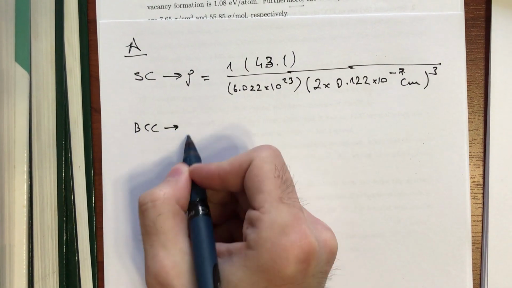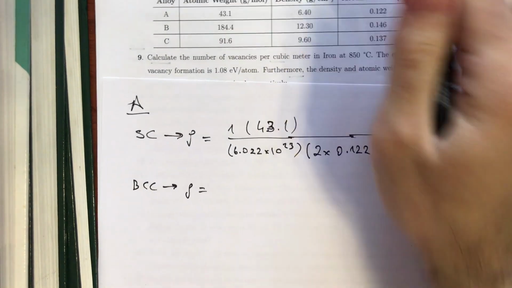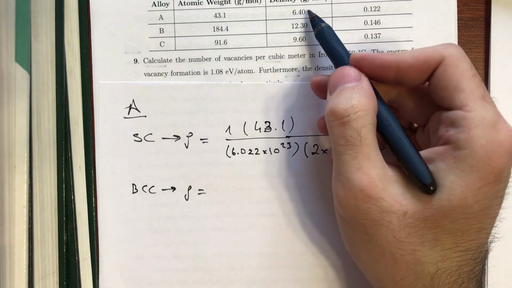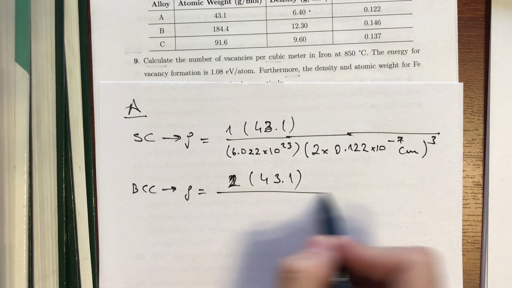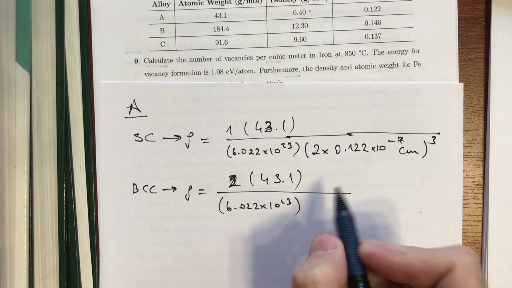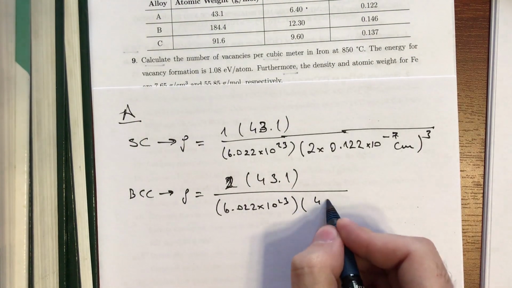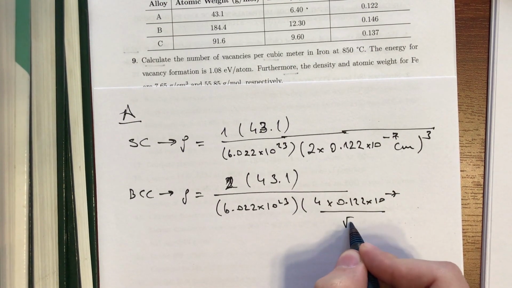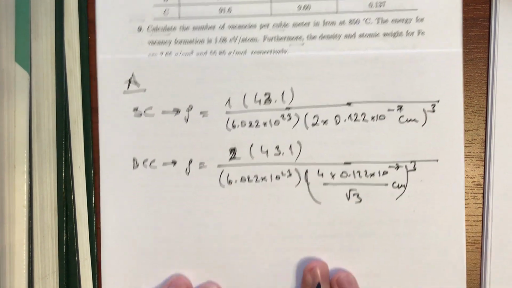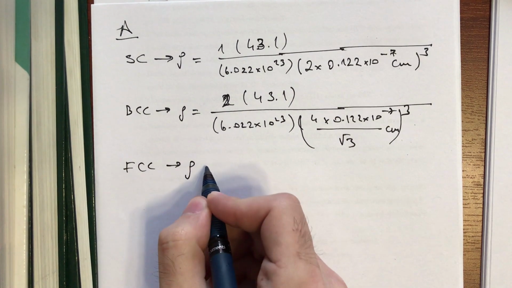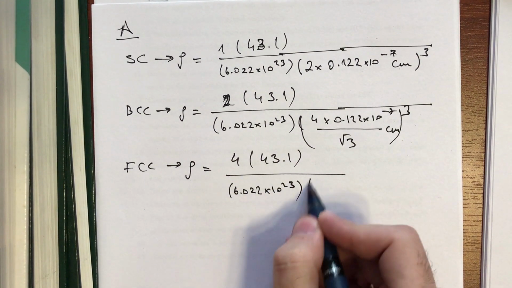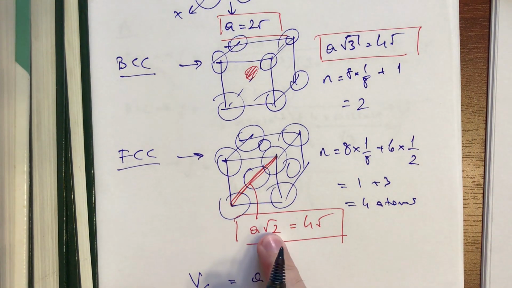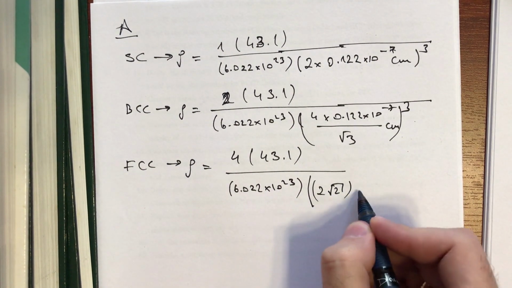Then the body-centered cubic case. So we are checking whether the density we get from either of these calculations will match the density given here. That's why this is going to be a trial and error method. So 2 atoms in BCC, 43.1. Write the numerical values down. For BCC, what do we have? a square root 3 is 4R. Leave a alone to get this expression, cubed. And for the FCC case, rho is equal to 4 atoms this time, and then this expression. Now for FCC, a square root 2 is 4R, so 2 square root 2 times the atomic radius.